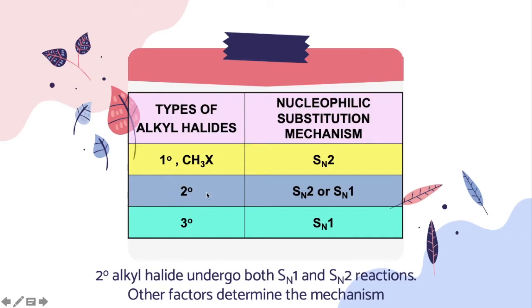For secondary alkyl halide, it can be SN2, it can also be SN1 mechanism. For tertiary alkyl halide or tertiary haloalkane, the nucleophilic substitution mechanism is SN1 mechanism. Secondary alkyl halide undergoes both SN1 and SN2 reaction. Other factors determine the mechanism.